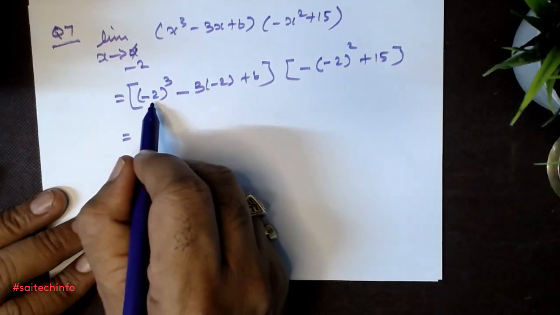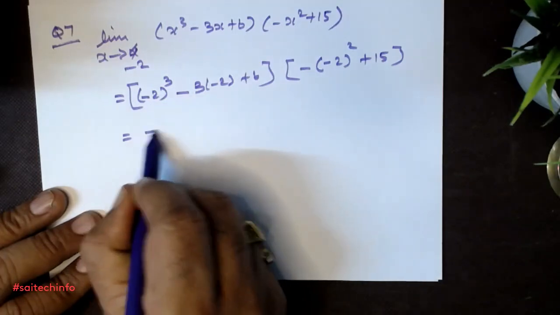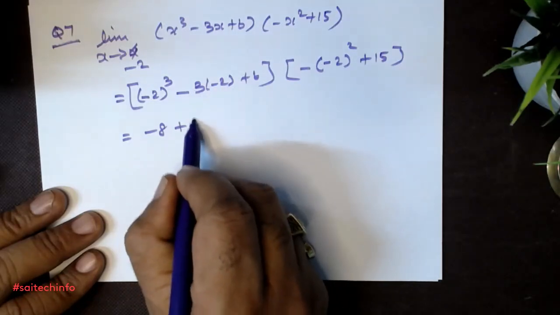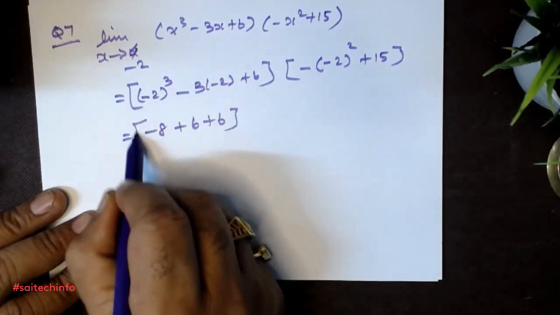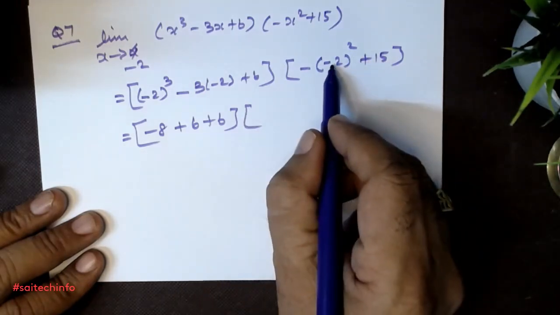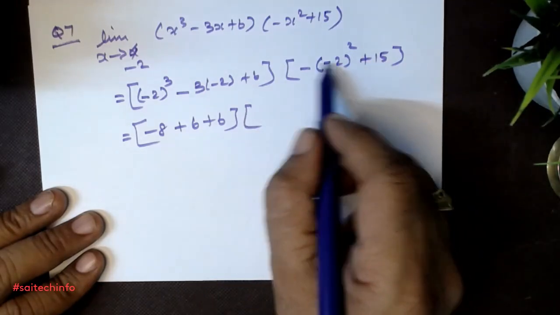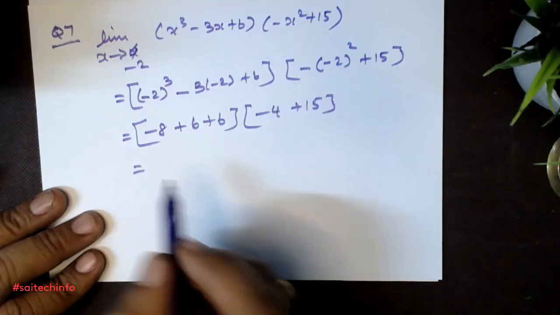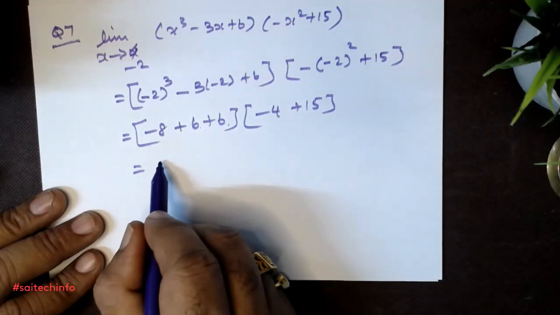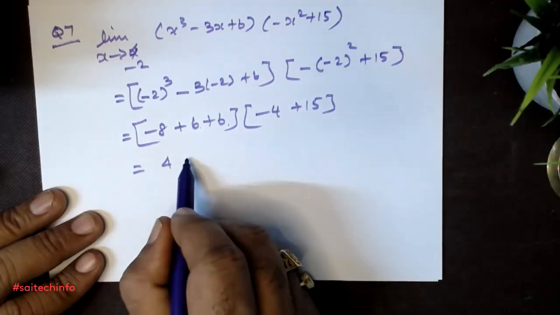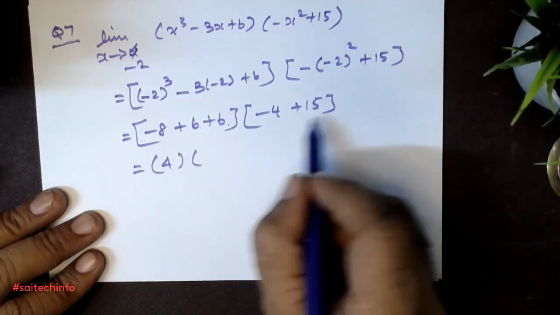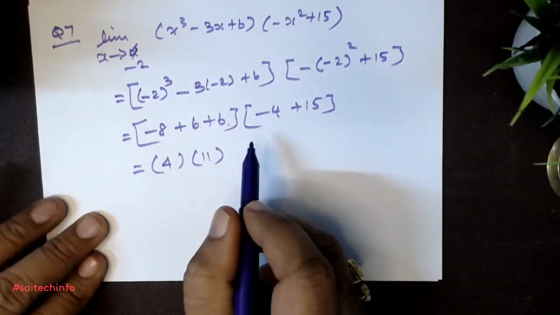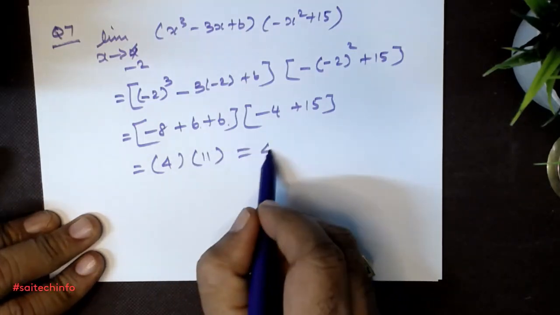So minus into minus, plus; into minus, minus. So minus 8, minus of minus plus, so plus 6 plus 6. What about this? Minus to minus plus, so 2 2s are 4, minus, so minus 4 plus 15. So 12 minus 8, 4. And what about this one? 15 minus 4, that is 11. Okay, so the answer is 44.